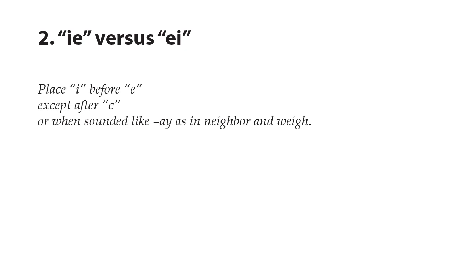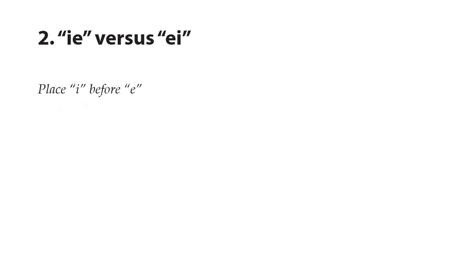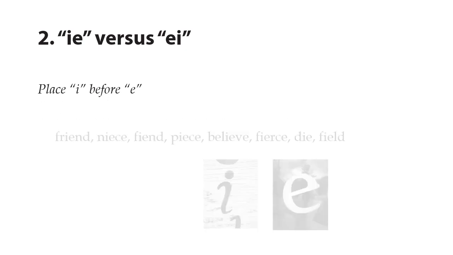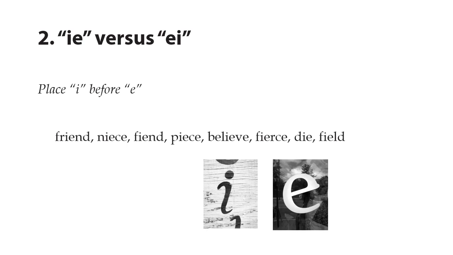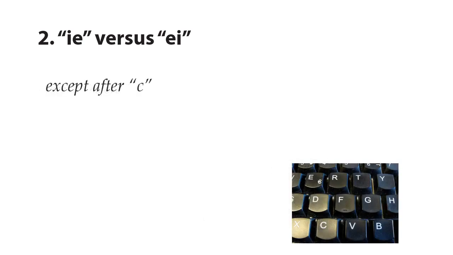But let's see how well this rule actually works, this idea of placing I before E. So this works in the case of friend, niece, fiend, peace, believe, fierce, die, field. All of these hold true in this idea of I before E. But the idea of except after C, what does that look like? Things like receive, perceive, deceive, receipt, ceiling. All of these are exceptions when followed by C.